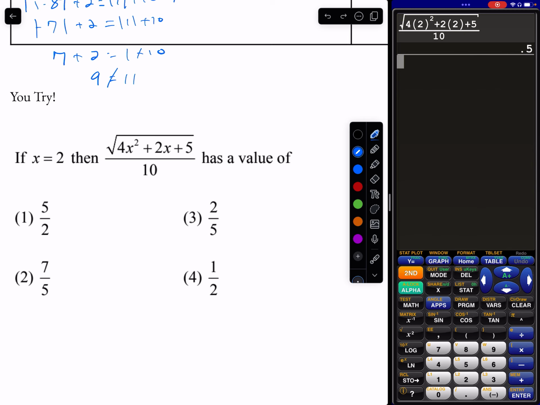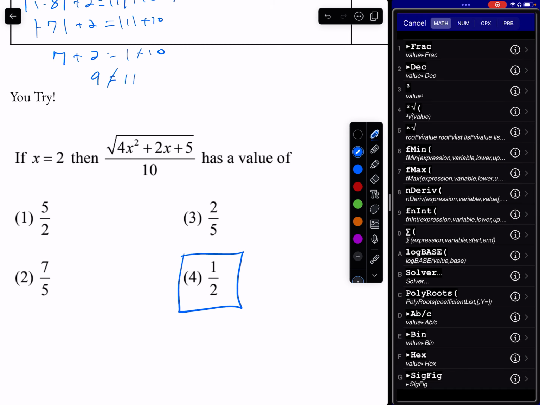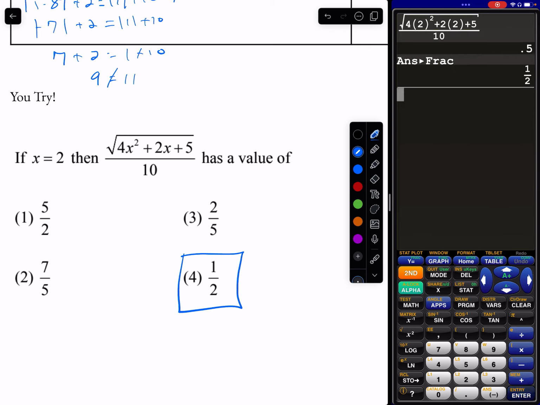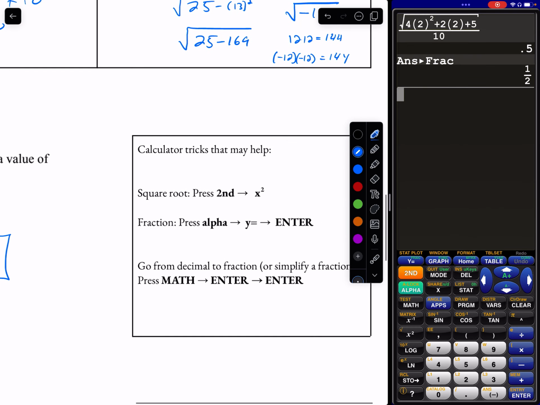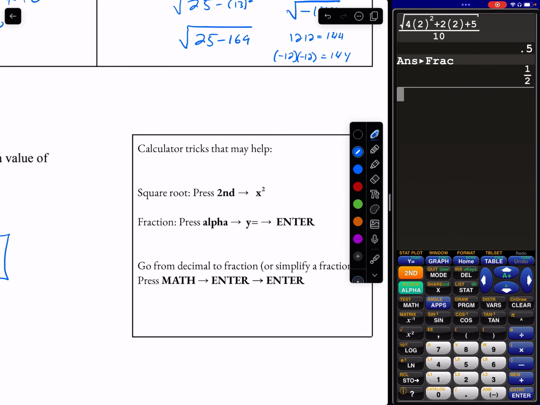Now 0.5, you should know, is equivalent to 1/2. But if you're not sure, hit the math button, turn it into a fraction, and hit enter, and your calculator will do it for you. Here are some important calculator tricks that are going to be helpful. Square root is second x squared. That's going to give you the square root button. To create a fraction, we're going to do alpha y equals. And to simplify a fraction, it's math, enter, enter.